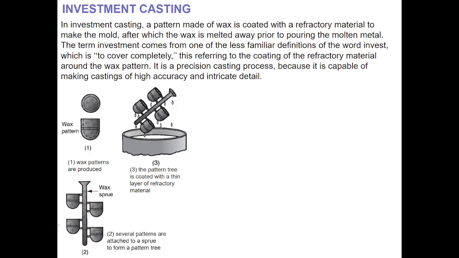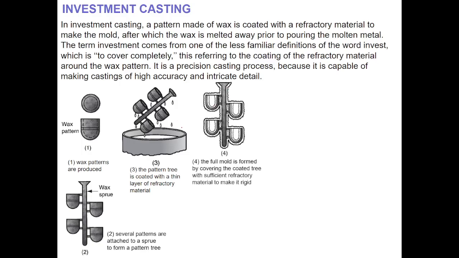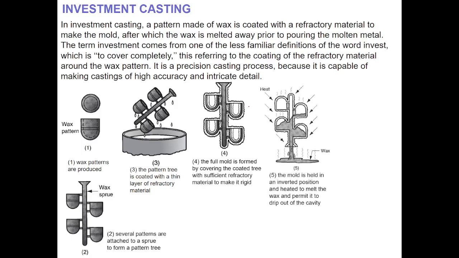Then take this pattern and immerse it into a bath. In the bath we have refractory material. The refractory material will cover the pattern, and then we supply thermal energy, heat, to the tree, and the wax liquefies, melts, and leaves the region. After the leaving stage of the wax, we have the cavity. You see here we have the cavity.